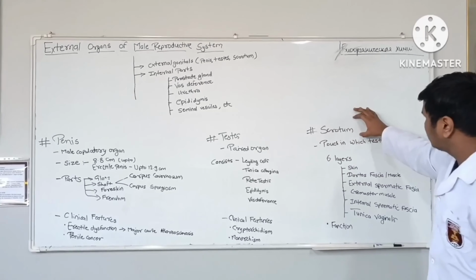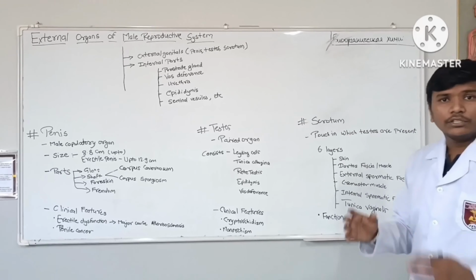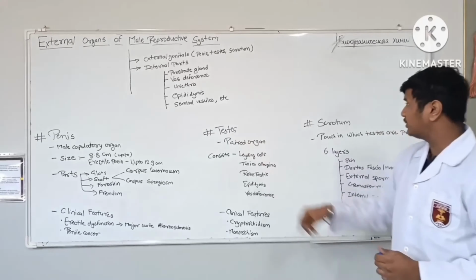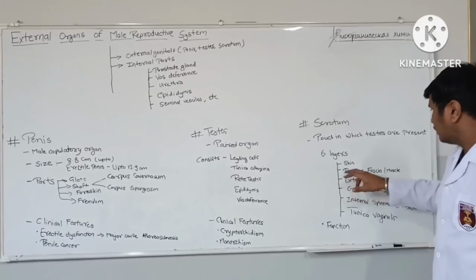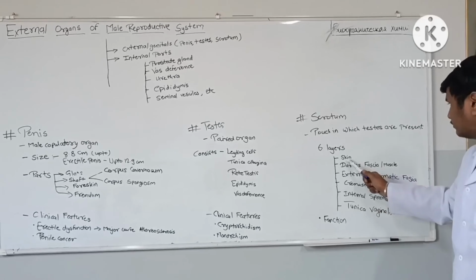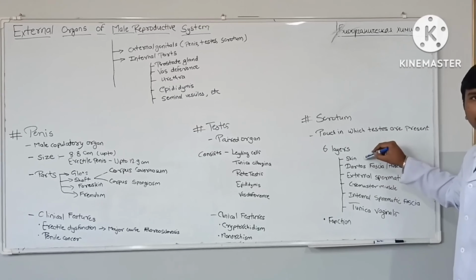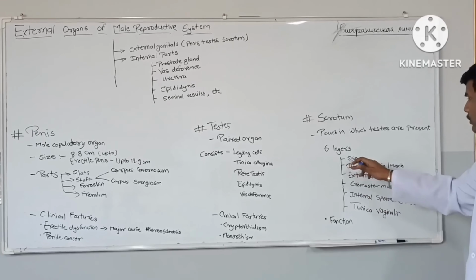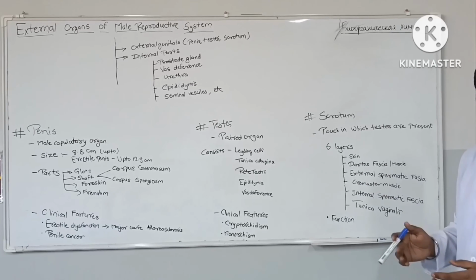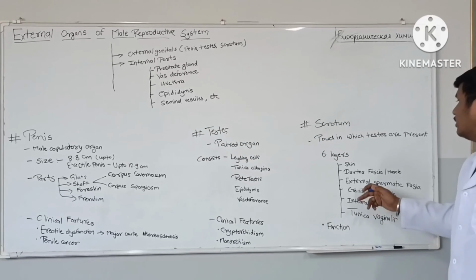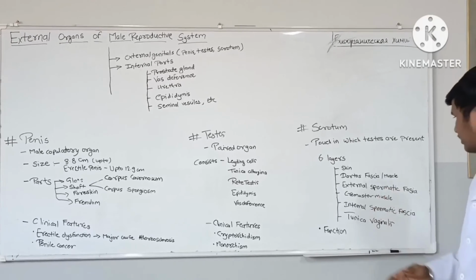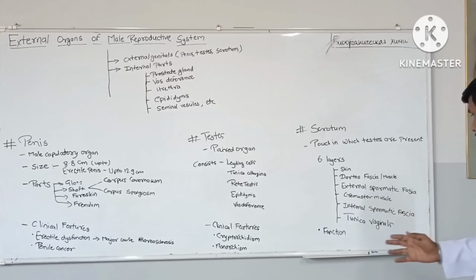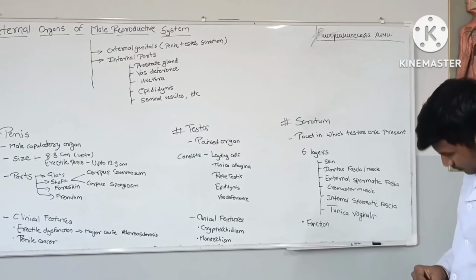Now we will see about the scrotum. The scrotum is the pouch-like structure in which the testes are present. The scrotum has 6 layers, from superficial to deep. The first one is skin. The second one is dartos fascia or dartos muscle. The third one is external spermatic fascia. Then there are cremaster muscle, the internal spermatic fascia and tunica vaginalis.